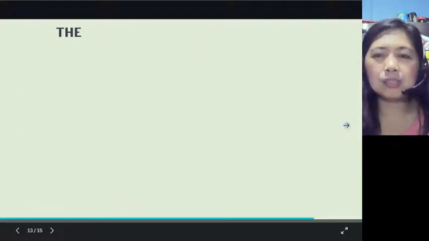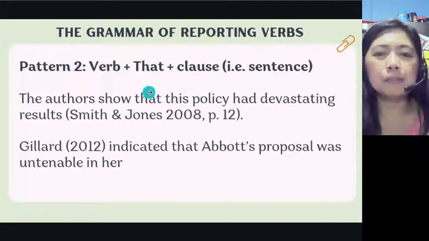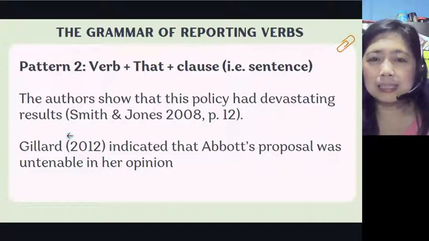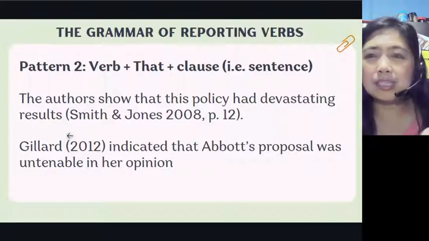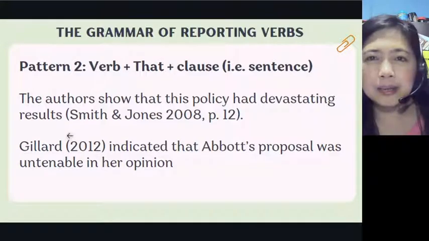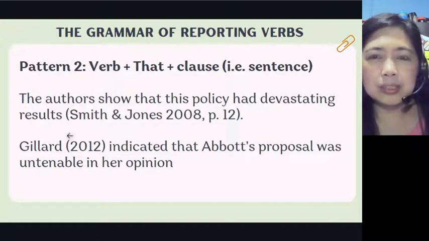And pattern two is verb plus that clause. We do have example sentences. Again, be reminded that this is now in the summary part. When you have your summary already, you try to have the conviction or rephrase what you have said in your introduction.